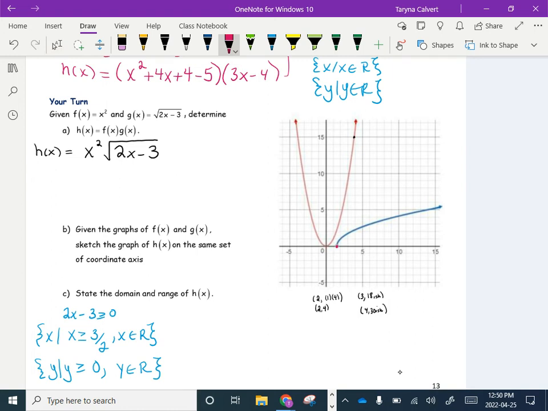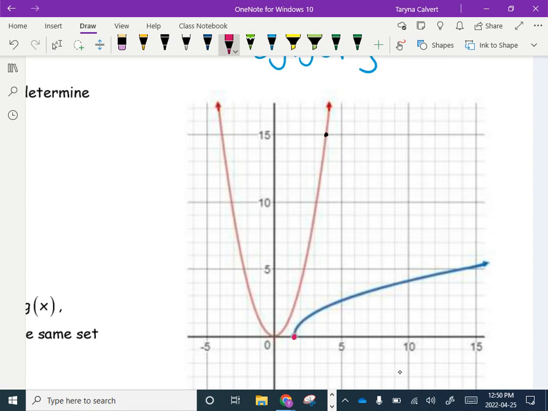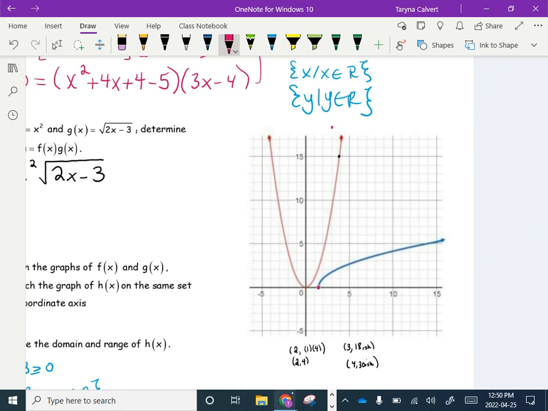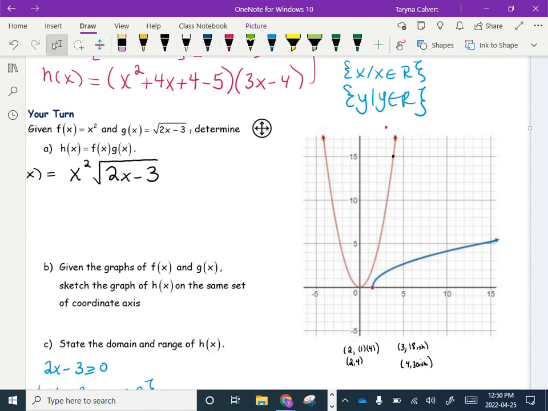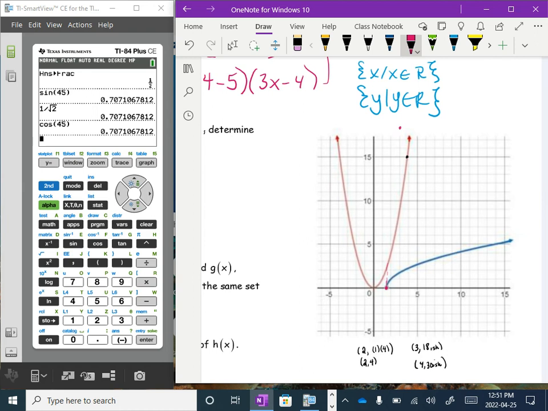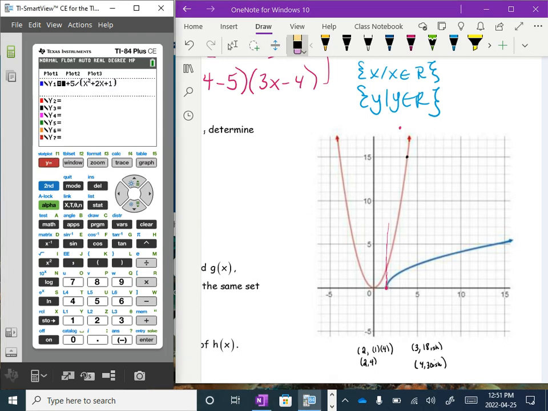Sorry guys, I should have given you bigger graph paper. When you're done sketching, put it on the calculator to confirm that you're good.